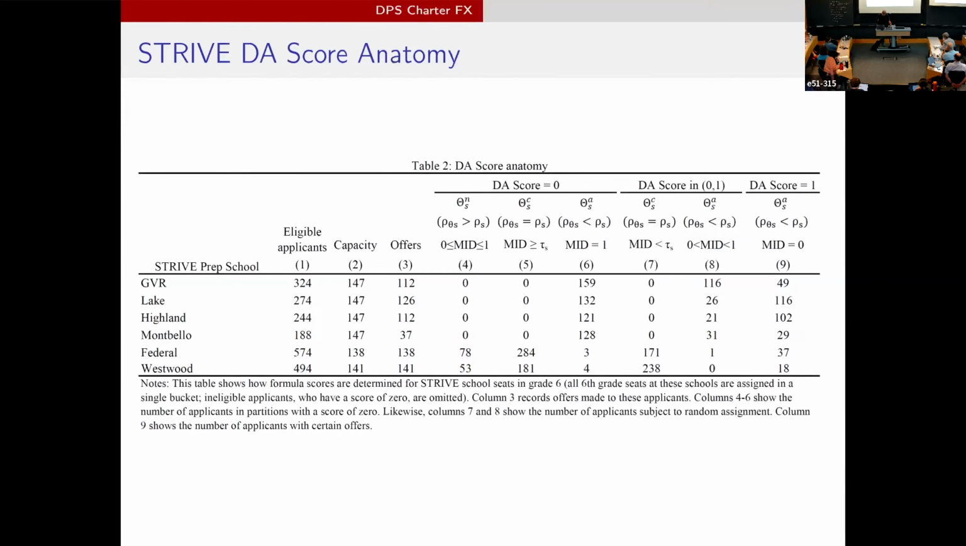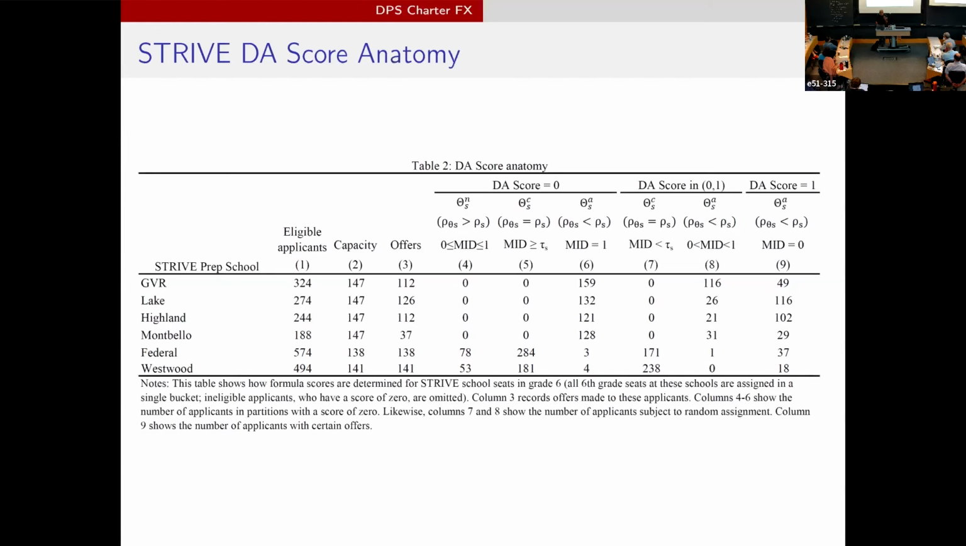Well, it turns out that all of those applicants are in the theta A set. What does that mean? That means in the algorithm, when they got to apply to Strive GVR, they get in for sure. That's what we would expect. After all, the capacity was 147, and they made a total of 112 offers. But the opportunity to apply to Strive GVR was randomly determined by a higher ranked rejection. So these are the applicants that we've discovered using this formula. The higher ranked rejections generate random assignment at Strive GVR.